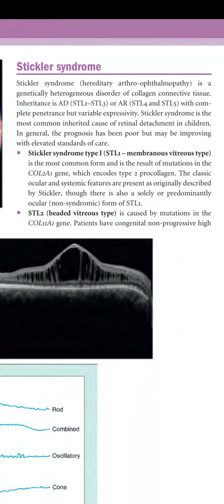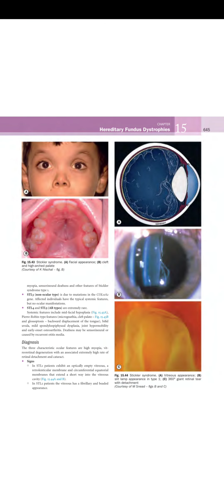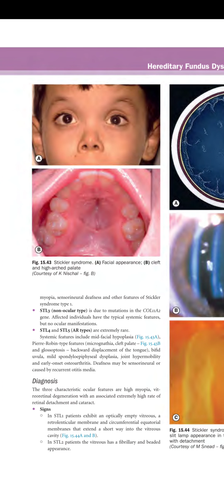STL2, the beaded vitreous type, is caused by a mutation in the COL11A1 gene. So it is 2, it is 11. Patients have congenital non-progressive high myopia. So very important, the myopia is high but it is usually non-progressive. There is sensorineural deafness and other features of Stickler syndrome type 1.